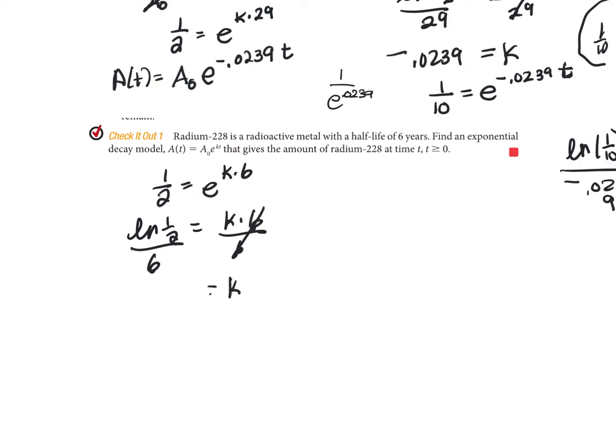So k equals, I'm using a calculator on my phone, and I find it much more difficult to use. And so that would be our model: A sub t equals the initial amount we have times e to the negative 0.11524 times t.